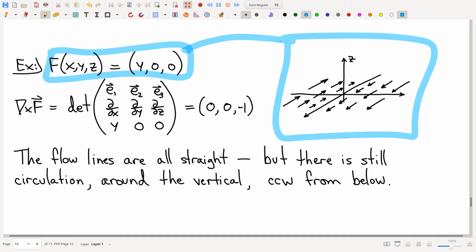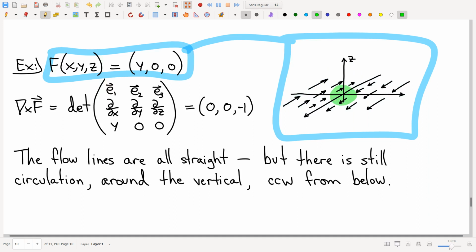Okay, so real quick, at a glance, do we feel like there's any circulating happening here? In the sloppy sense of the word, is the fluid going around in any circles? No, the flow lines are all straight lines. So it's tempting to look at this and say, oh, there's no curl there because the water is all going in straight lines. And that's just wrong. That's not what curl is. Curl is not about what the water is doing. Curl is about what a ball in the water would be doing.